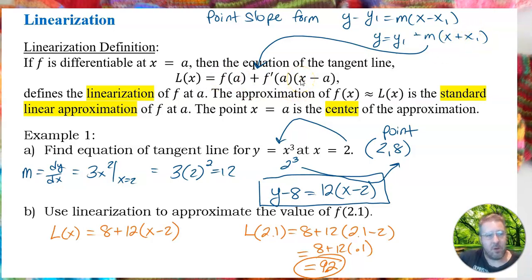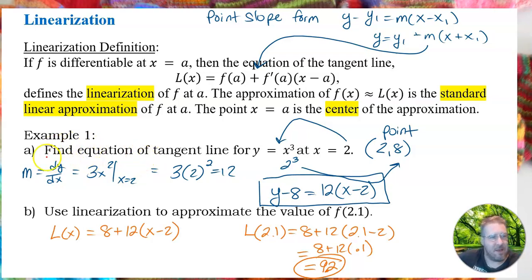Now, what you're doing is, like I said a second ago, you're using the tangent line at a point close to the one you're trying to find, and then you're going to use that tangent line to predict about what your point would be. And I'll explain that a little bit better on the next page.